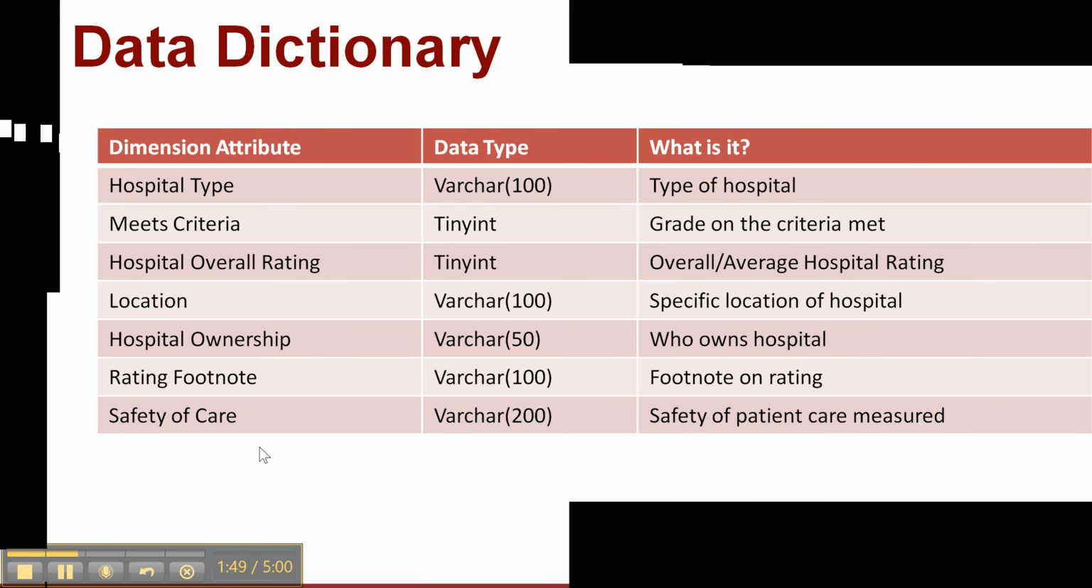On this next slide, we have a few more different dimension attribute examples, their data types, and what they serve. And so we have the hospital overall rating, and that serves as a tiny integer. And that's the overall average hospital rating. And then we also have hospital ownership and rating footnotes. You can see that the rating footnote has a possibility of having more characters, and so we made that a varchar of 100 instead of varchar 50, which the hospital ownership attribute contains.